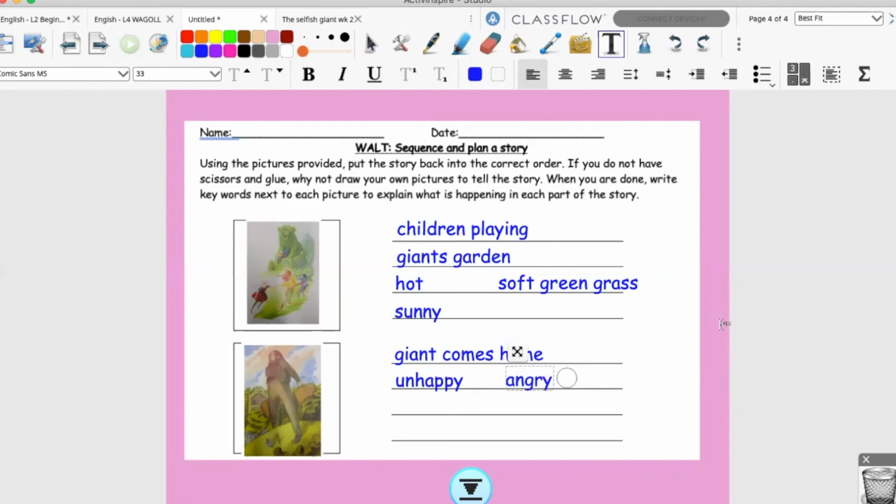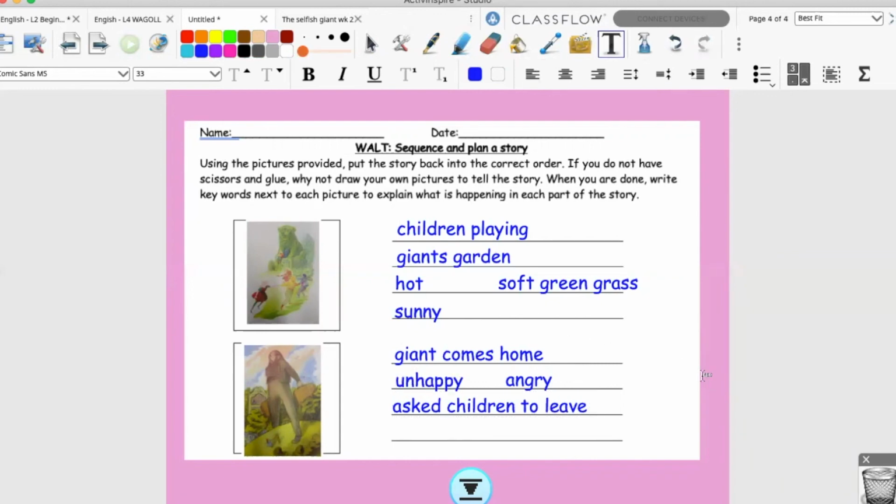And what did he do to the boys and girls? He asked them to leave, didn't he? So I'm going to say ask children to leave. Asked children, tricky word, to, and then leave.